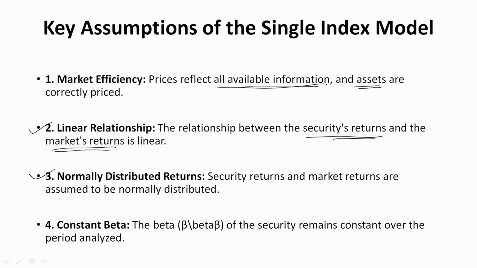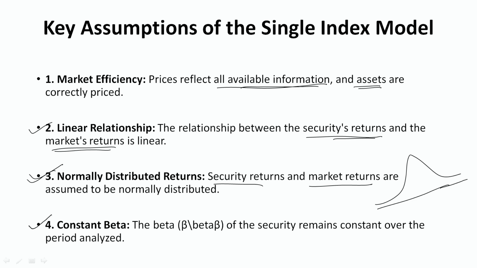The third is normally distributed return. If I am going to use security return and market return as the two parameters on which it has to be measured, then the return I am going to get is normally distributed. Which means that when the security prices are moving up in a similar pattern, the market return is also going to move up. It can be either directly proportional or inversely proportional.